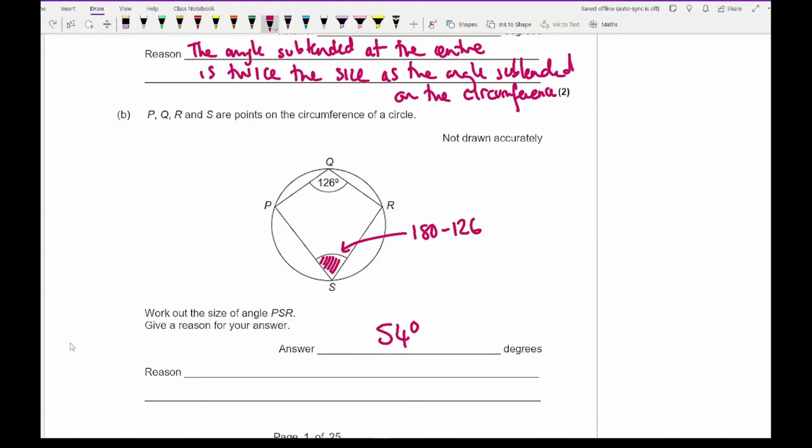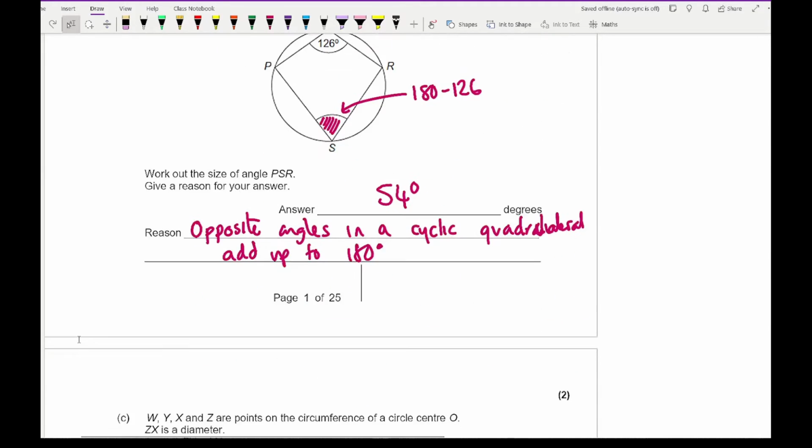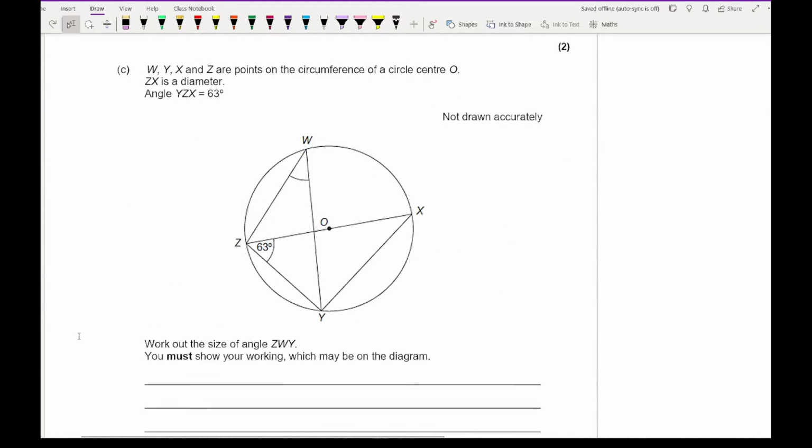And again, all I then need to do is write down the definition. So opposite angles in a cyclic quadrilateral add up to 180 degrees. You could also say that opposite angles are supplementary, but that's probably the most common.